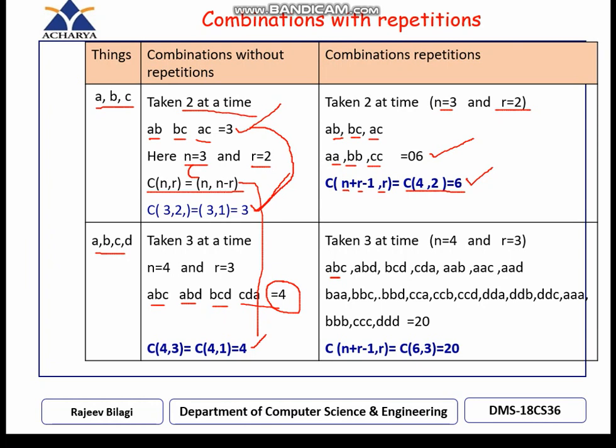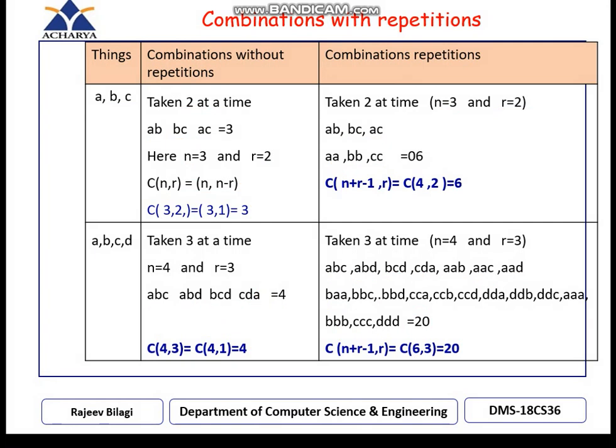Now with repetition, ABC, ABD, ACD, BCD, AAB, because here there is repetition of letter A, AAC, AAD, BBA, BBC, BBD, all these different combinations I am going to get. If I count here, there are 20. And if I find out with n equal to 4 and r equal to 3, that is 4 plus 3 minus 1, which is 6, so 6C3, I am going to get 20. So this is how we find the problems with repetition of various combinations.